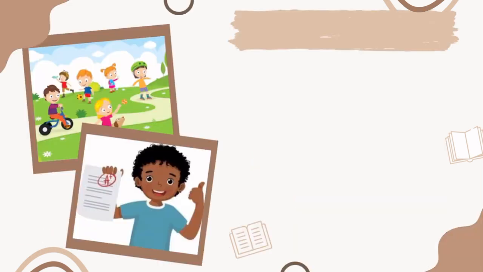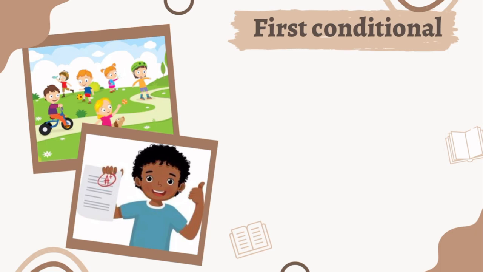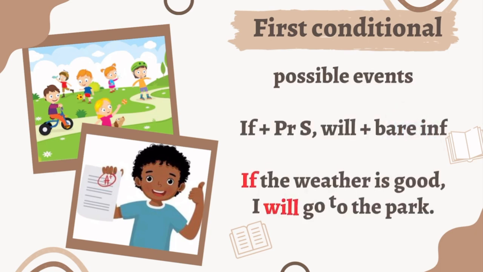The next one is the first conditional. We use the first conditional when we talk about future situations we believe are real or possible. In first conditional sentences, the structure is usually if plus present simple, will plus bare infinitive. For example, if the weather is good, I will go to the park. The if part is in present simple, and in the result we use will with a bare infinitive.